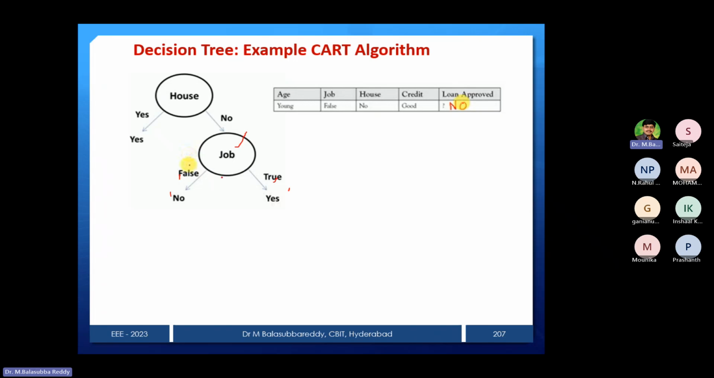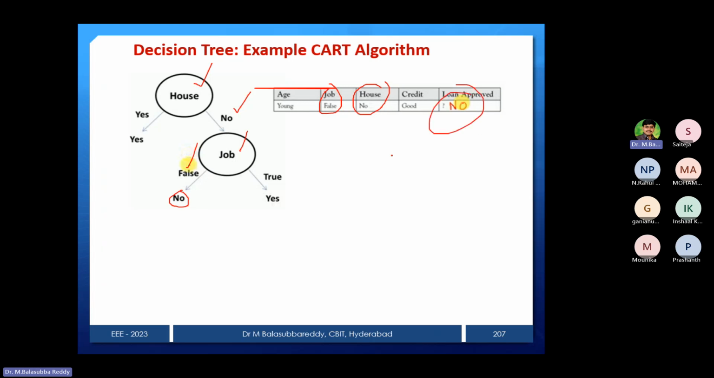So now it will become easily converged. The problem: we can see how to identify your final decision. Age is young, and job. We can see house as the root node as per the given data. House is no, then come to this, then in that job is false. Job is false. What is your answer? We'll get it as no.